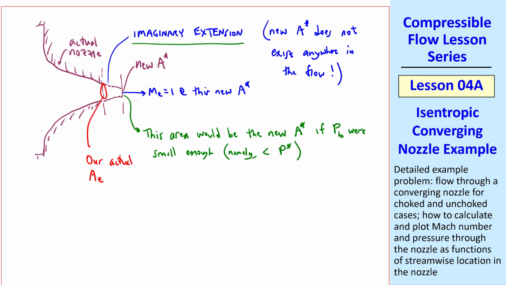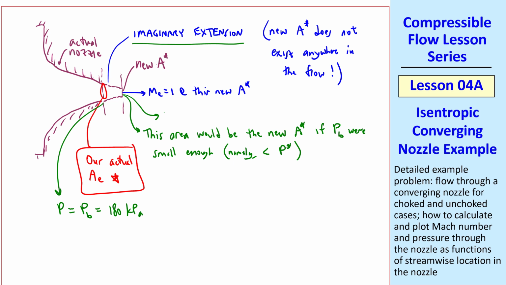But this area is our actual exit area, which is bigger than the new A star. And this is the location where P equals the back pressure, which is 180 kPa. And the pressure at the end of our imaginary extension would be P star, since this is the area required to choke this flow. Remember something I said in a previous lesson, and that is that we can use A star as a variable in a given problem even if A star doesn't actually exist anywhere in the flow.